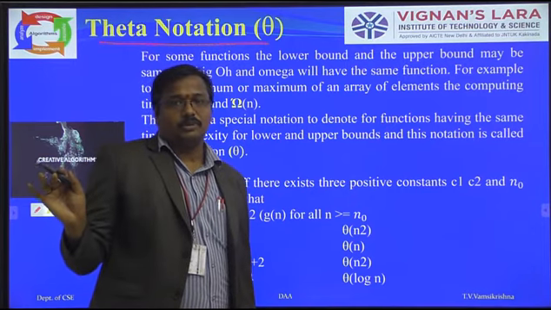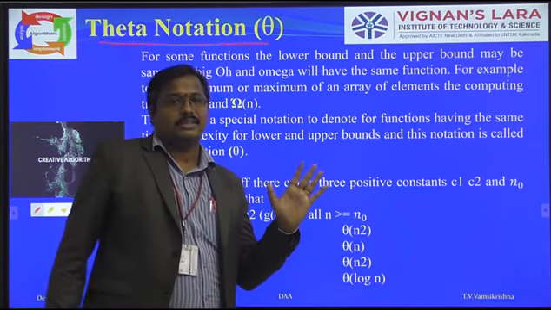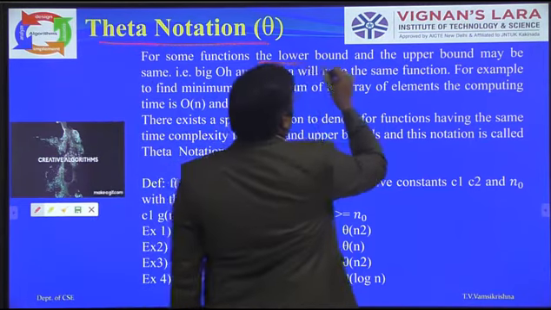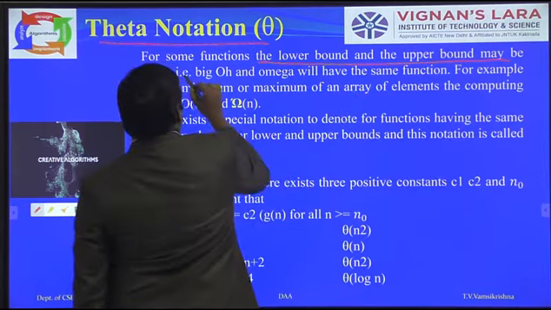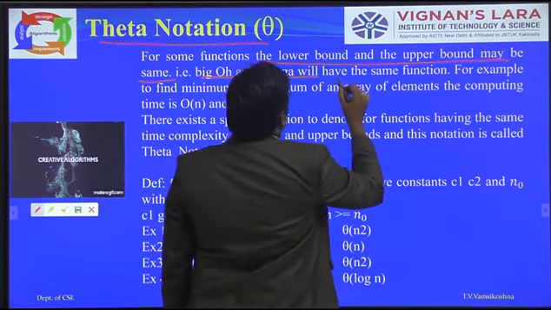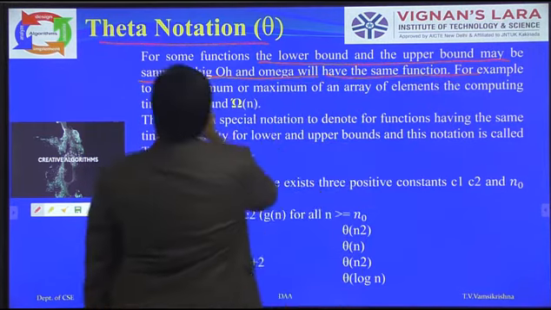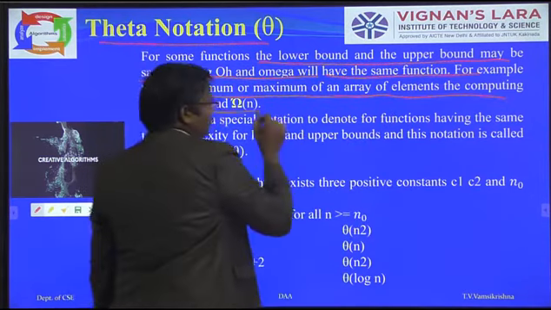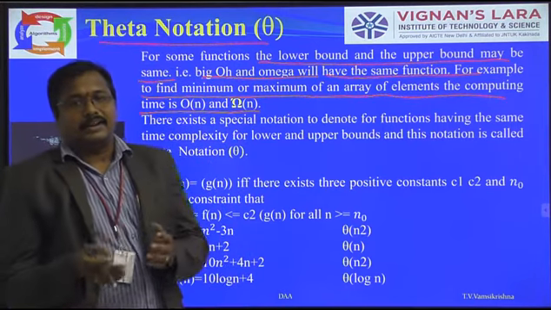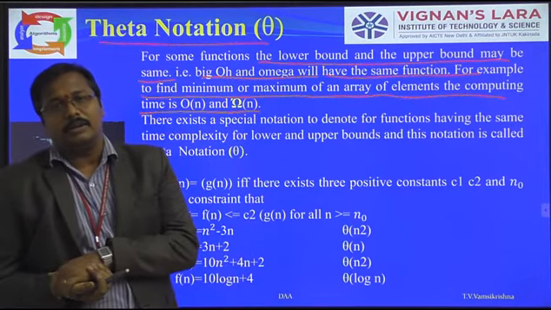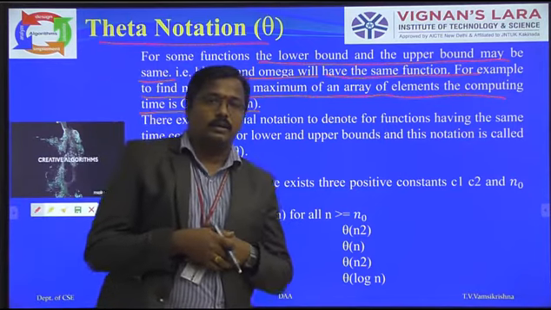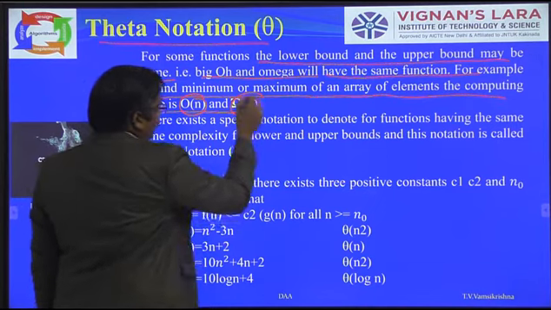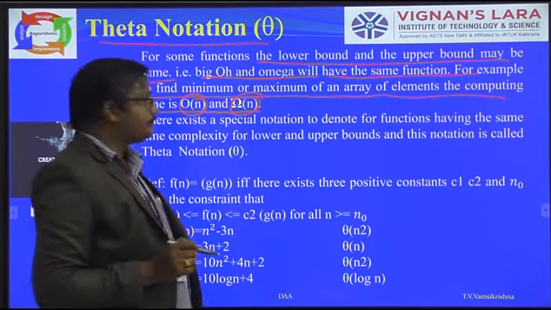Omega represents lower bound, big O represents upper bound, theta represents average bound. So the lower bound and upper bound may be the same, so big O and omega will have the same functions. For example, finding the minimum and maximum of an array's elements. Means we need to find the maximum element or the minimum element. The time complexity is big O of n and omega of n. So big O of n represents the upper bound, omega of n represents the lower bound.